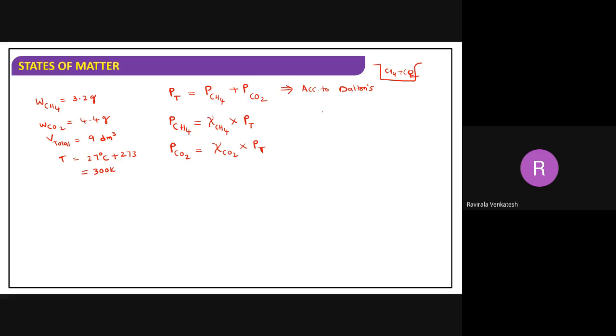Mole fraction of methane, I have to calculate. Now, first of all, mole fraction of methane is equal to what? Number of moles of methane divided by total number of moles, that is, number of moles of methane plus number of moles of carbon dioxide. Correct or not? Formula is correct? Yes, sir.